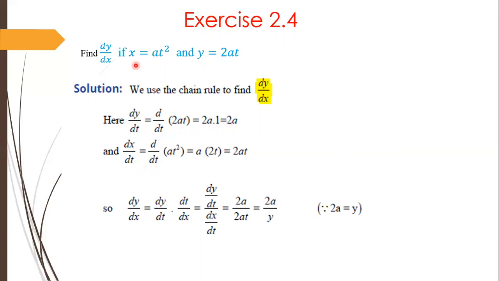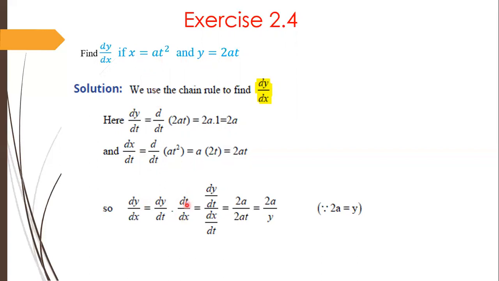And the second is x is equal to at square. Here t is independent and x is the dependent variable, so differentiate x with respect to t: d by dt of at square. Here a is constant and the derivative of t square with respect to t is 2t, which means dx by dt is equal to 2at.